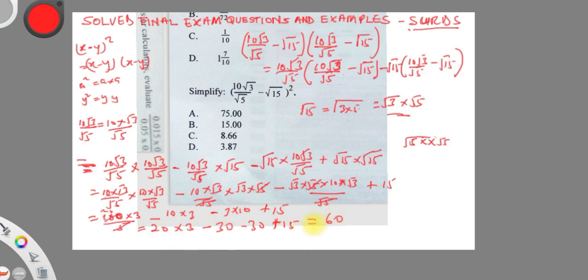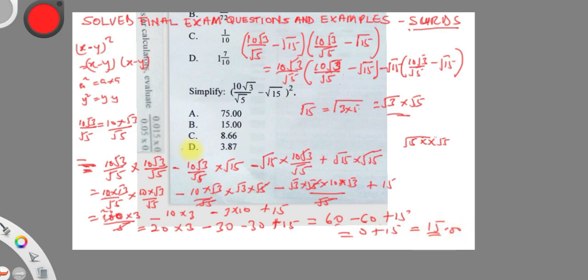Okay. You get 60. And then negative 30 minus 30, you get negative 60. Okay. Plus 15. So 60 minus 60, you get 0. So you get 0 plus 15, which is equal to 15 as the answer. So 15 point 0. For the decimal point, it doesn't matter.